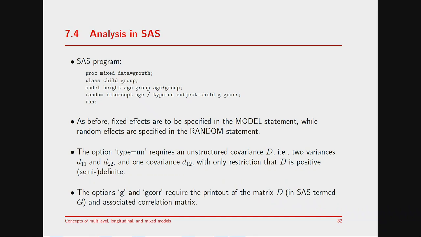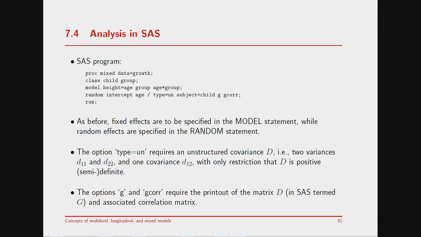But what does change is in the random statement: you have your random intercept, and now you also have a random age effect. And now I can come back to your earlier question. Here you see that age is in that random statement, but it's not in the class statement, because age is just a continuous covariate. All we do here is tell SAS that the age effect should also get a random coefficient.